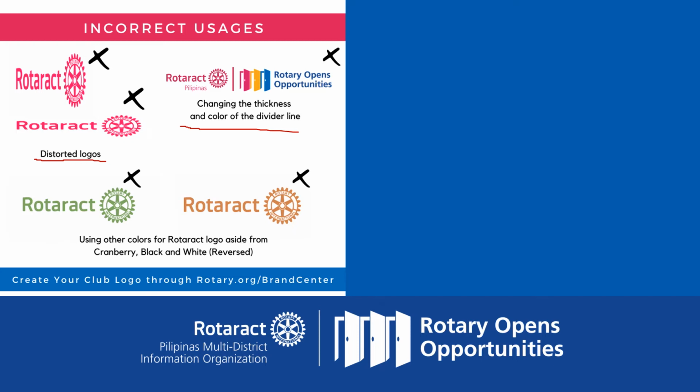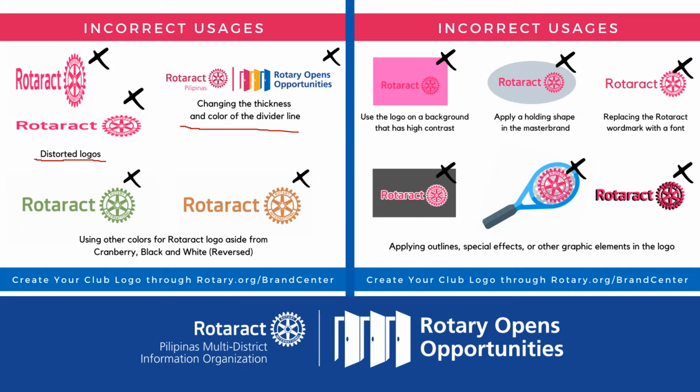The next one is using colors for the Rotaract logo aside from the cranberry, black, and white. We are allowed to use only the color palette allowed by Rotary International for our logos. Next is using the logo on a background that has high contrast. If you're going to use this one, I suggest you use the white color for our logo, and for this, apply a holding shape in the master brand. That is a big no-no also.